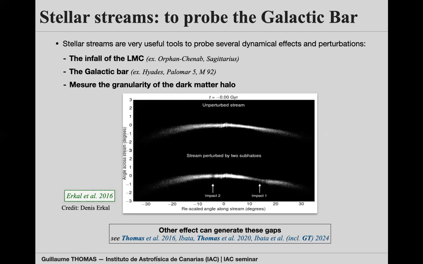Other effects can also generate this. The bar can generate some gaps. Spiral arms can generate some gaps. Giant molecular clouds can generate some gaps. Perturbation by other galaxies or globular clusters can generate gaps. For example, along another stream called GD-1, there is a big feature, a big gap of several degrees, and people thought for a long time it was due to dark matter. A recent paper showed it might be due to the passage of the Sagittarius dwarf galaxy, which, even if it does not pass through the stream, can generate a long-range perturbation that can generate some gaps.